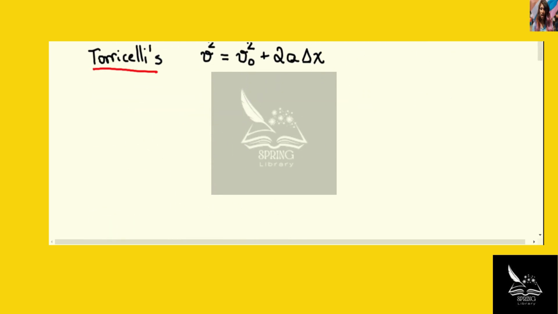So we have two steps. First of all, we need to find what is the acceleration of the elevator, and with the acceleration, we can find what is the velocity using Torricelli's formula. So first, let's find the acceleration using Newton's second law.